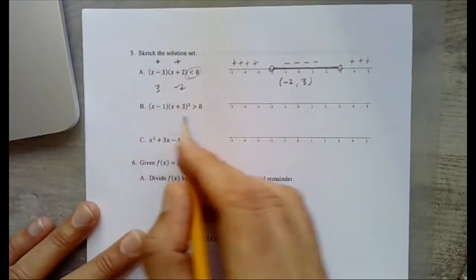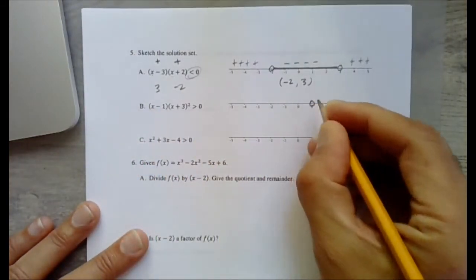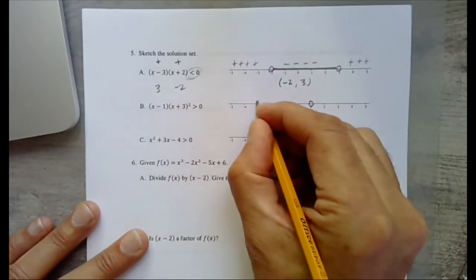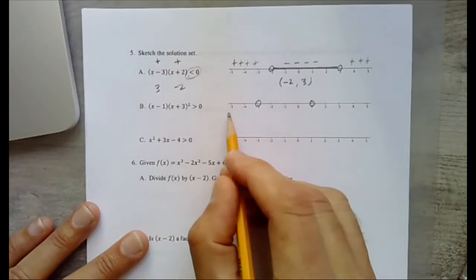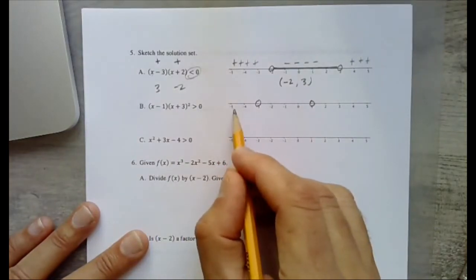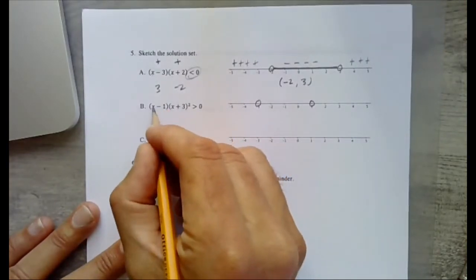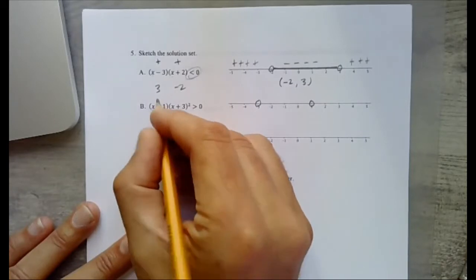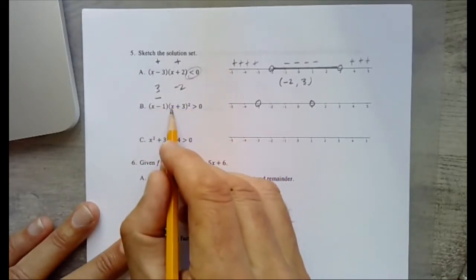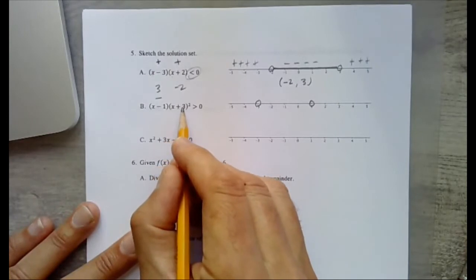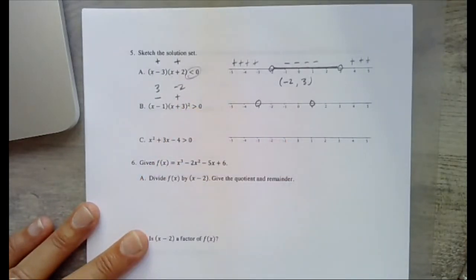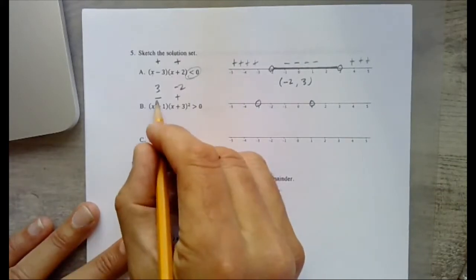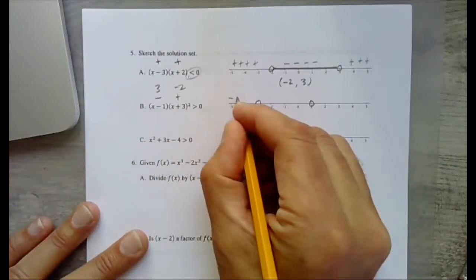This one is going to have a 0 at positive 1 and also at negative 3. All right, and then we're going to do the same thing. Pick a number that's in this interval over here, like negative 5. Negative 5 minus 1 is negative. And then negative 5 plus 3 is negative 2, but when I square that, I'm going to get a positive result. Okay, so a negative times a positive is going to give me negative over here.